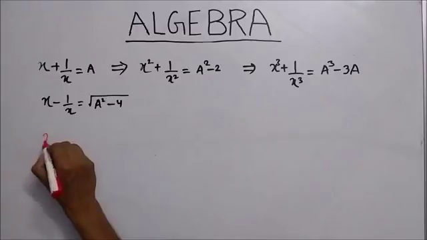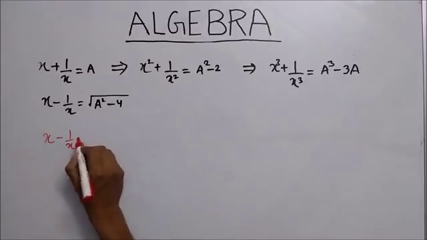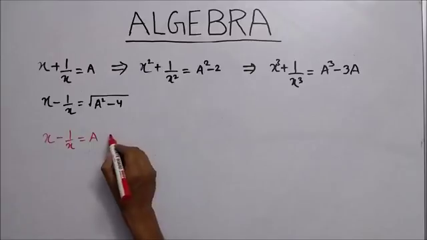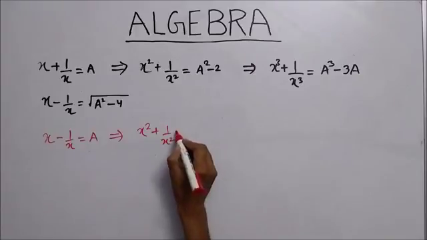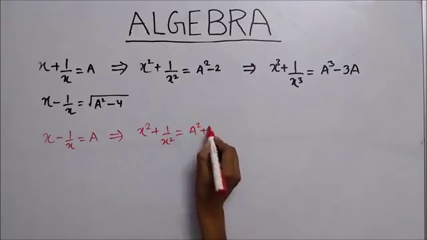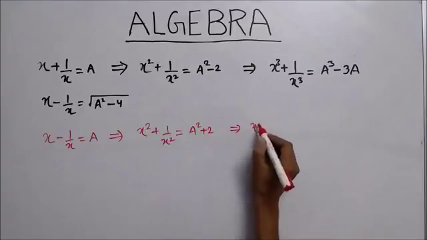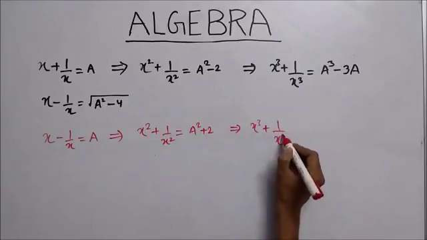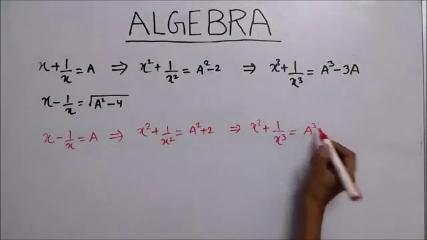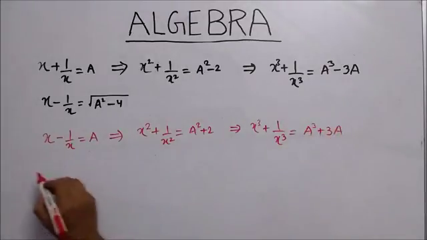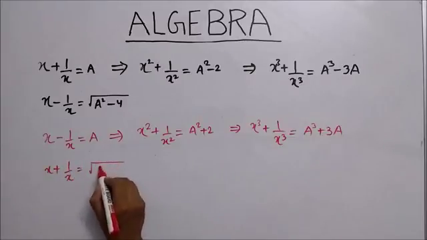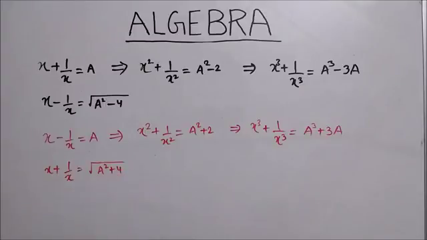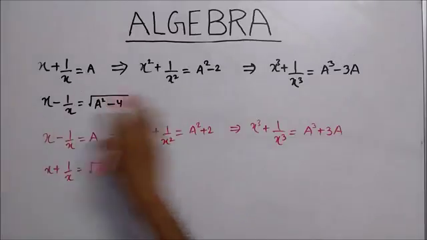When you see x minus 1 upon x is equal to a in the question, just memorize: x square plus 1 upon x square is equal to a square plus 2, x cube plus 1 upon x cube is equal to a cube plus 3a, and x plus 1 upon x is equal to under root a square plus 4. Using these formulas, you can solve any type of question regarding this format.